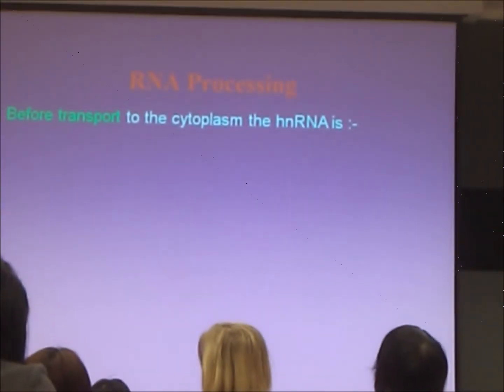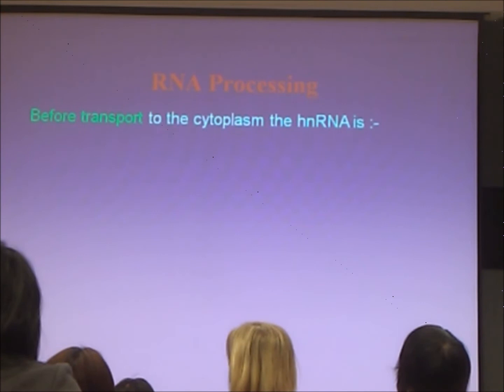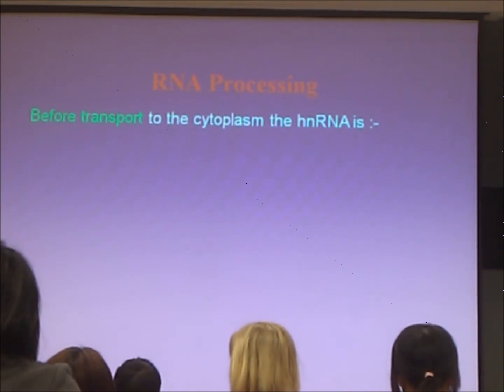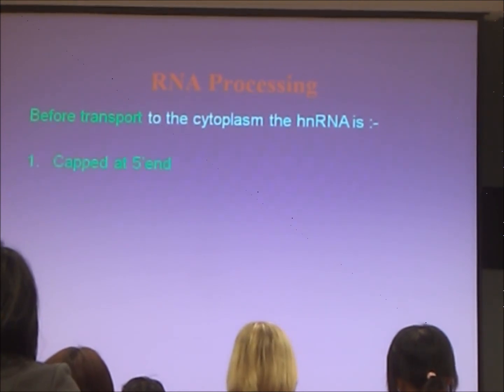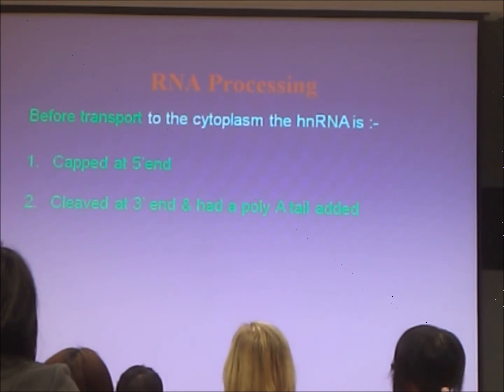post-transcriptional processing events. So you have the initial RNA that is produced, the heterogeneous RNA, needs to be spliced, it needs to be modified in all sorts of ways, and the processing steps are extremely well known. We talk about capping, we talk about cleavage at the 3' end and the addition of the poly-A tail.